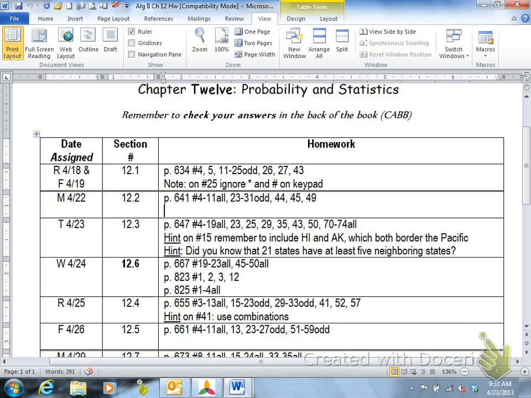So your homework yesterday was from 12.3, and I gave you a couple hints. Hopefully that was helpful on number 15. But let me give you the even answers, since you didn't have any of the even. So let's go over the even answers, 4 through 18 even.